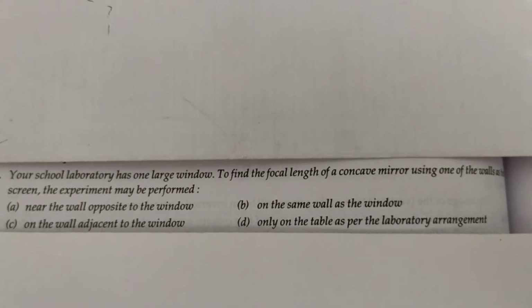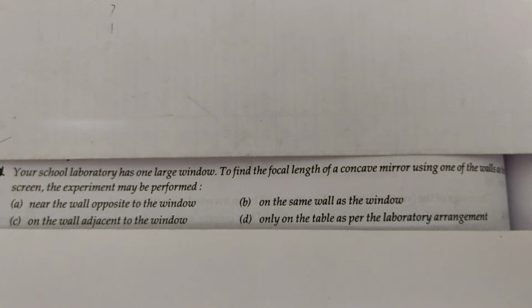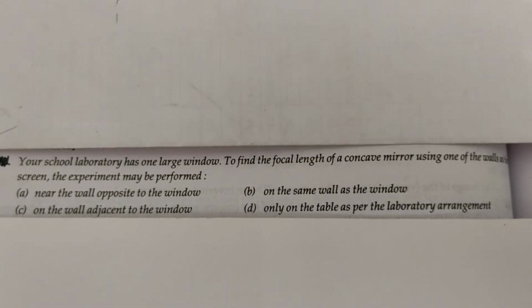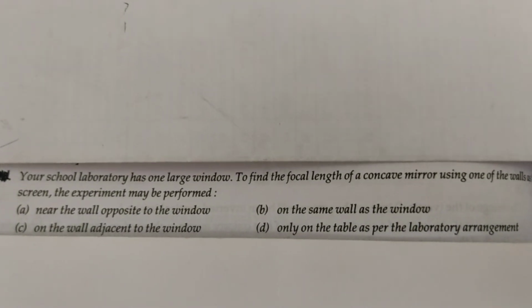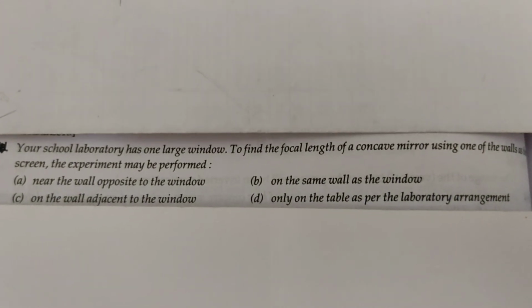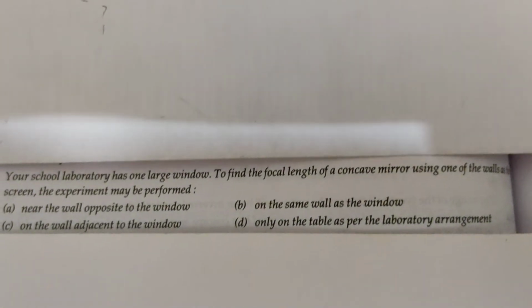In case of a concave mirror, the object and image lie on the same side when the object is at infinity. So it means the screen should be in front of the concave mirror as well as the object, because the screen is where the image is formed. So in this case, you are going to choose a wall as a screen.